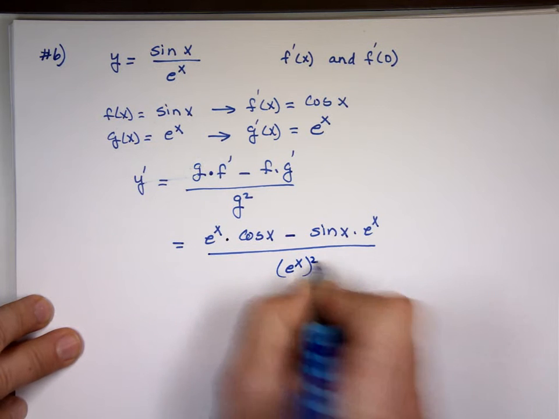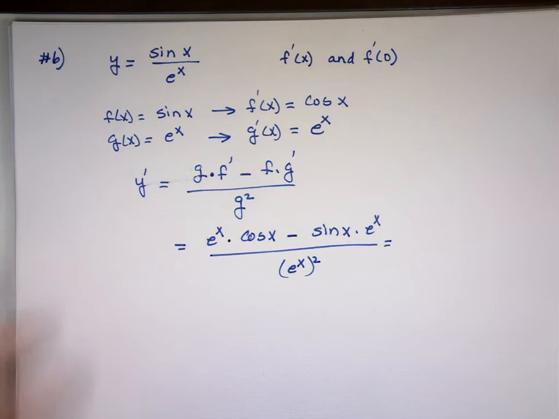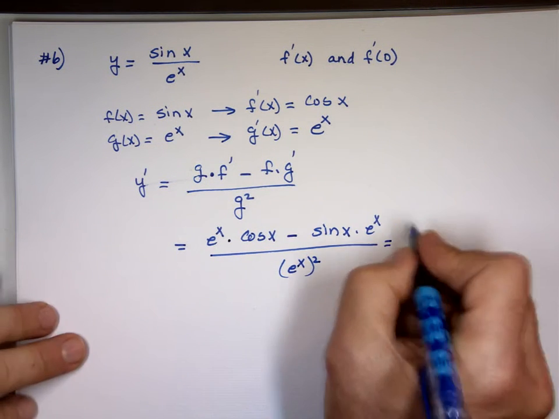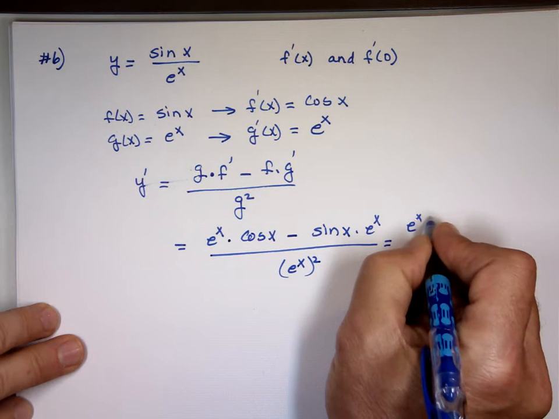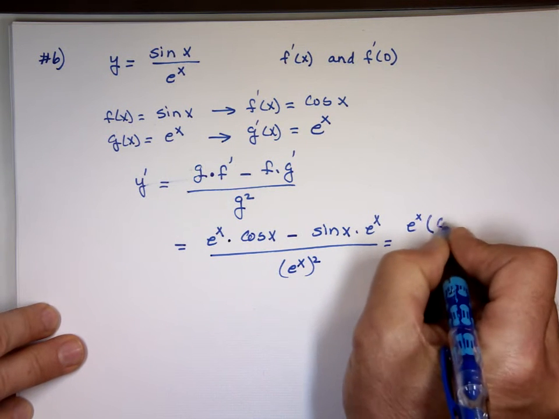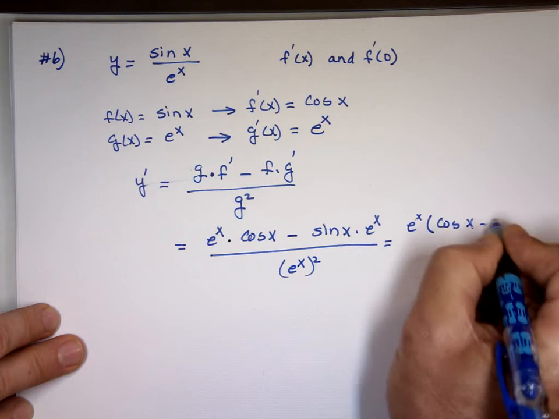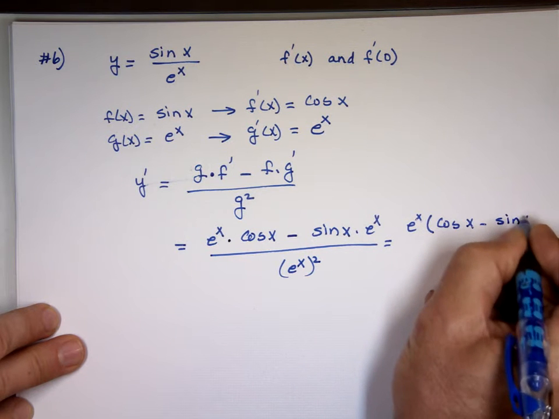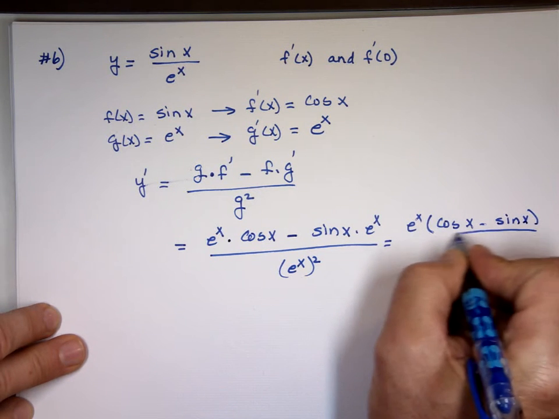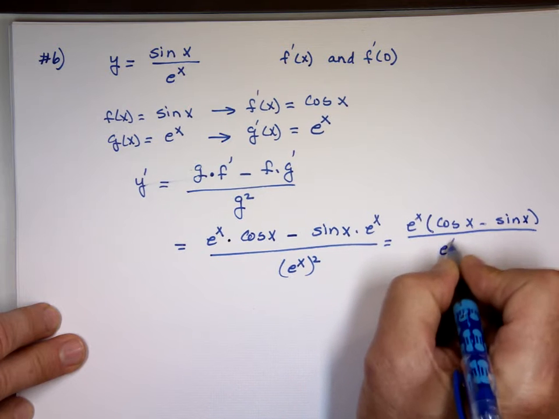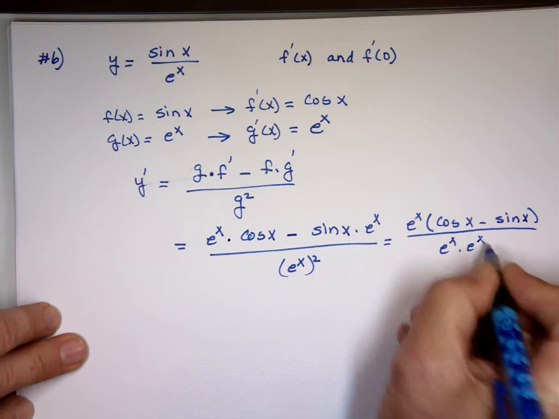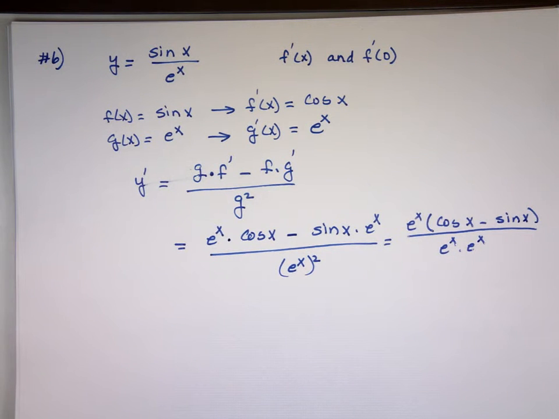Now, when you look at the top, notice they have e to the x in common, right? So if you factor that out, what's left? Cosine of x minus sine of x. In the bottom, you have e to the x squared, which means what? E to the x times e to the x. And what do you notice about the e to the x here?